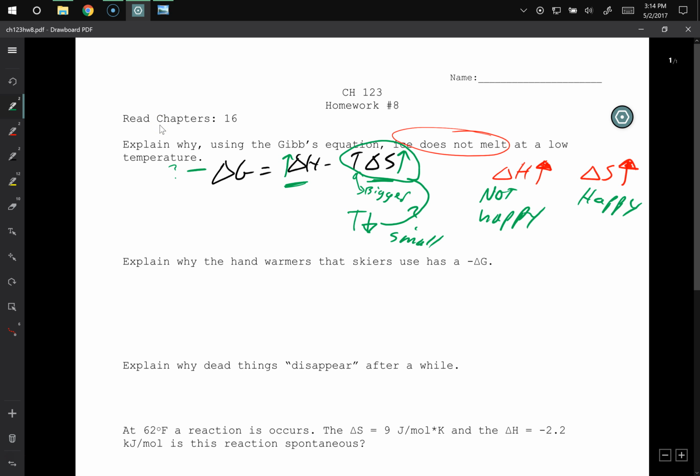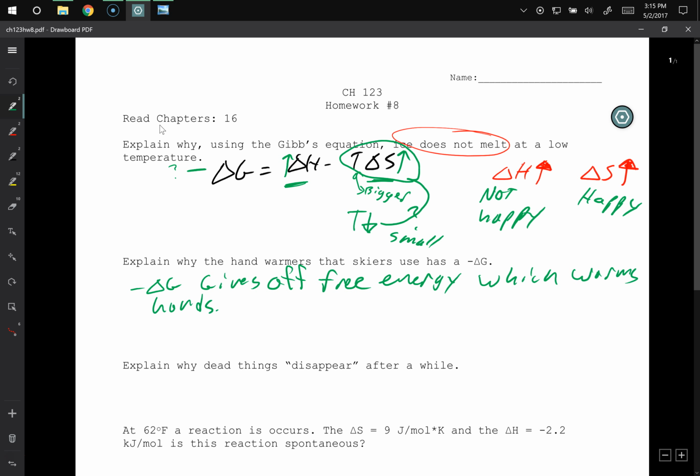So explain why the hand warmers are negative delta G. Negative means you give off energy. So, heat. That's first. So we know what the delta H is, right? Is everybody okay with that? It's exothermic. You know that because heat's given off. So that means the delta H is a negative value. Are we okay with that?